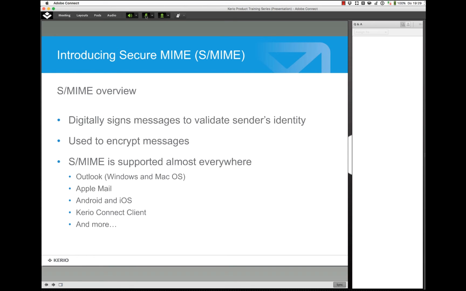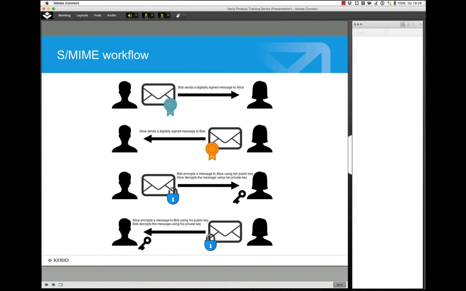Just to have a nice illustration of how S/MIME works in action. You see in the illustration here, Bob sends Alice his certificate, his public key. Then Alice does the same. She sends her public key to Bob. Now that they've both shared their certificates with each other, they can have encrypted messaging back and forth. So that's just the general workflow of Secure MIME.